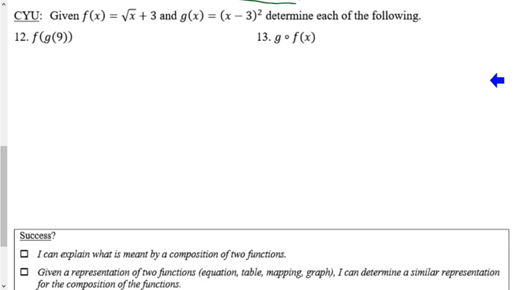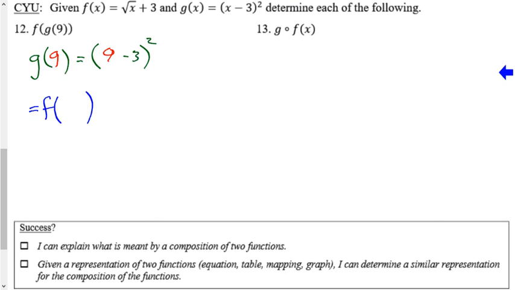Well, here we go. I'm going to start with this inside function. What is g of 9 equal to? Well, I look and see, oh, here's my g of x function. And so I'll replace this x with a 9. So I'll have 9 minus 3, which is 6. That will be squared, which will give me 36.